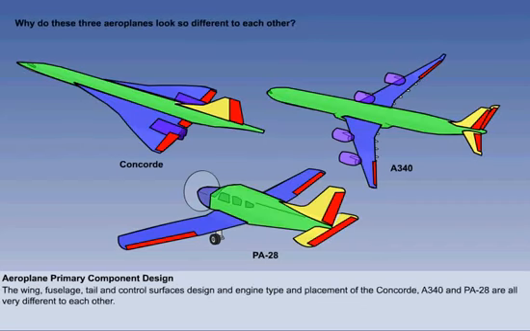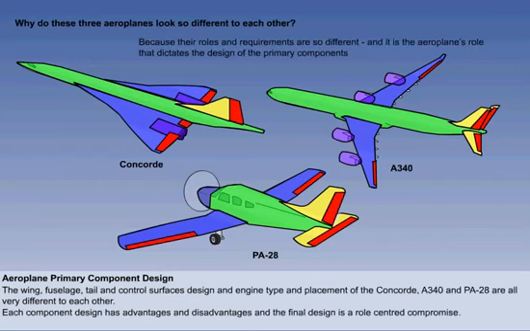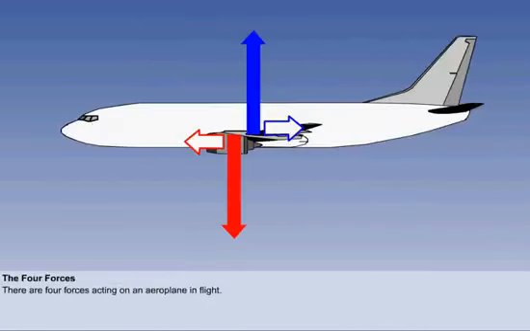Study and consider the very different component designs of these 3 aeroplanes. Each design has advantages and disadvantages, and the final design is a role-centered compromise. Look for and consider these differences before moving on. At the beginning of this lesson, you were introduced to lift and thrust as 2 of the primary requirements for a powered aeroplane, the others being stability, control, and space for the payload and crew.